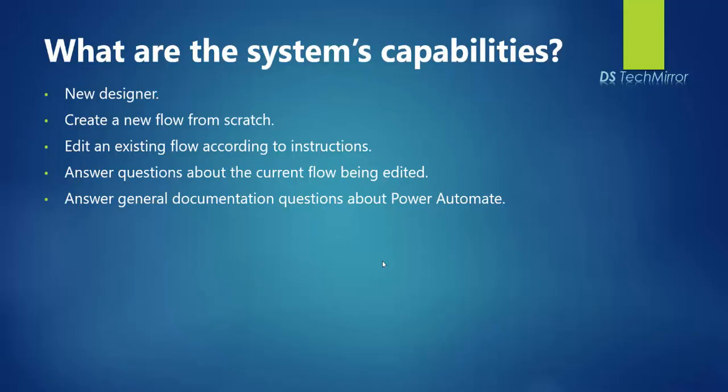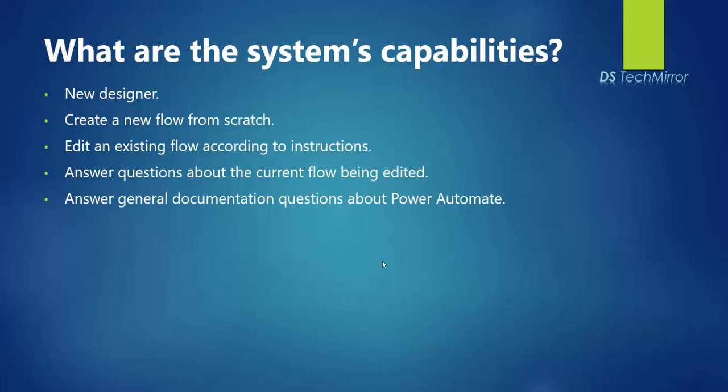In this slide, I have highlighted the system's capabilities. That means the Copilot capabilities. First is the new designer. That is not a capability, but kind of information for you. This Copilot is available with the new designer. Having said that, when you create a Power Automate flow using this Copilot, it will open your flow entirely in a new designer, which we will see during the demo of this video. Another thing is Copilot is only available with the new designer. It is not available with the classic designer, which you have been using until now.